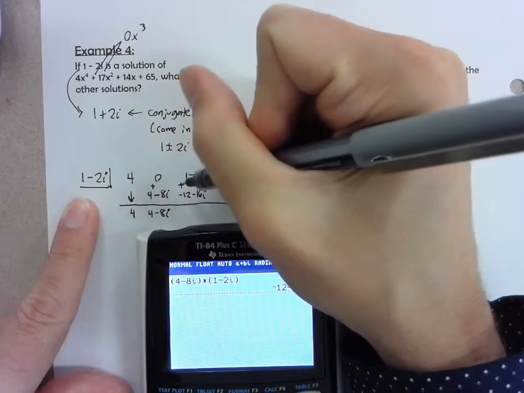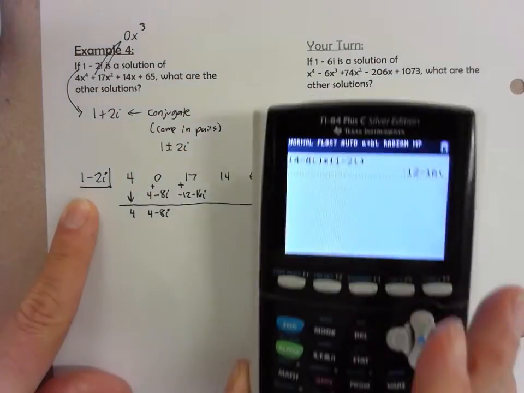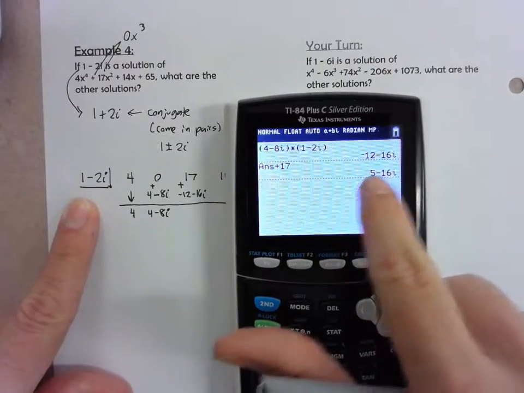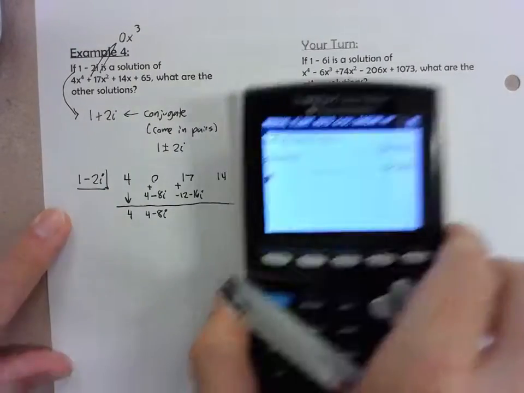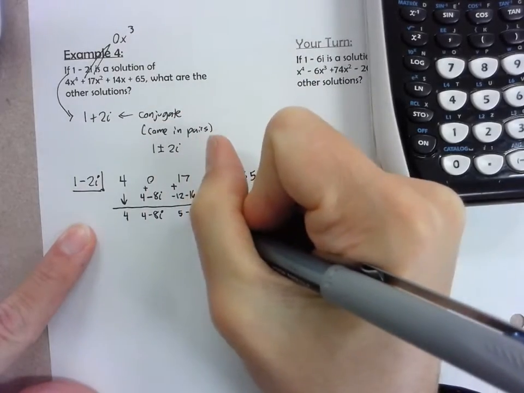And then we're going to add down. So the 17 and the negative 12 will add to positive 5. The negative 16i is going to stay the same. You can double check that. That's just going to be 5 minus 16i. So I'm going to write that here.